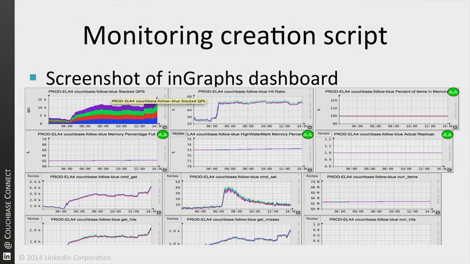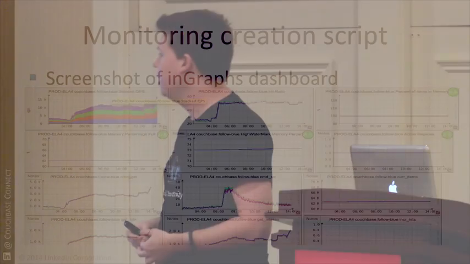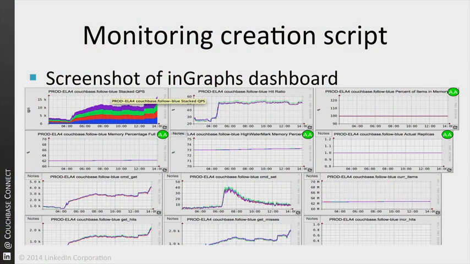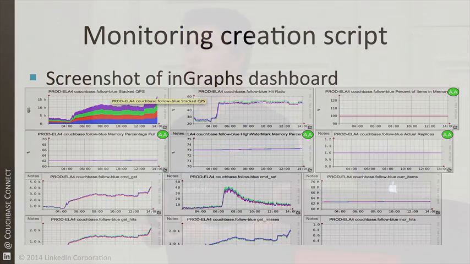We look at percent of items in memory. As I said before, we basically want everything in memory. If you're ejecting to disk, you need to upgrade the size of your cluster. We also look at percentage of memory full, both for the cluster and for the host. We look at high watermarks. Another thing is actual replicas, so we always want to make sure we have a replica in case we lose a host. And there's one or two other metrics that we report on.